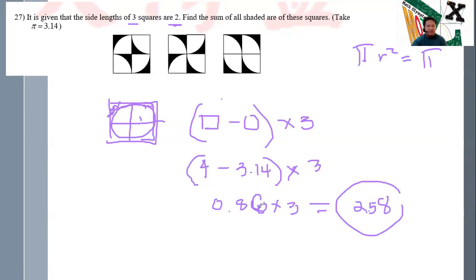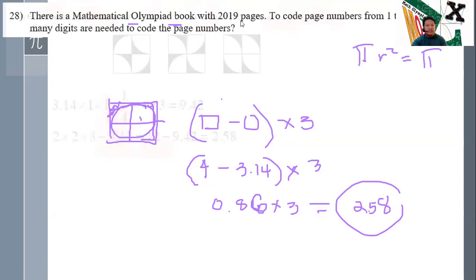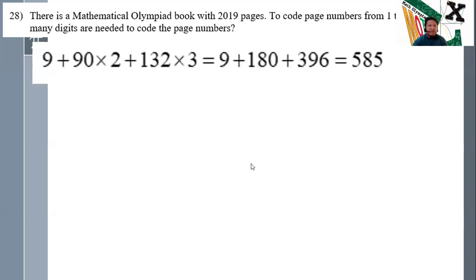Okay, if there's no question for that one, let's move forward to question number 28. There is a mathematical Olympiad book with 219 pages. To code the page numbers from 1 to 231, how many digits are needed to code the page numbers?